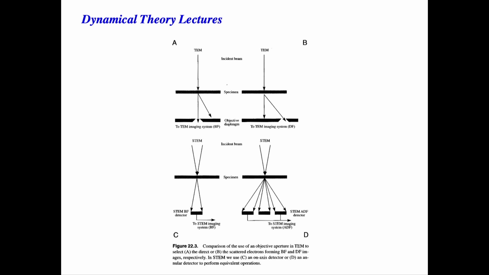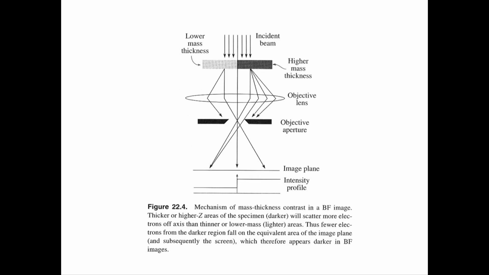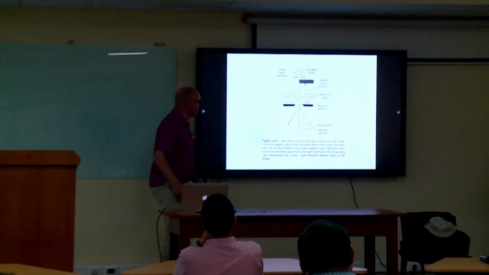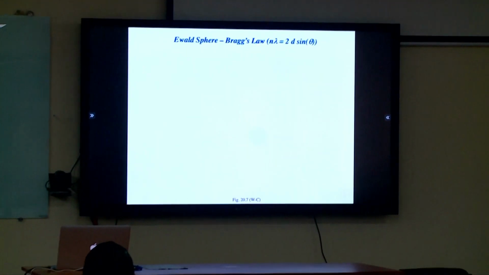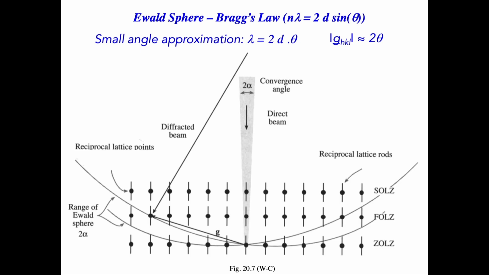Anyway, you've heard about this from Nestor. It's not a problem then. And this mass thickness mechanism of observing lighter and heavier materials, we know about that already. And then we talked about the Ewald sphere yesterday and Bragg's law. I call it a geometrical theory of diffraction. And we can make a small angle approximation of that equation, and we had this yesterday. So you're all up to date on this, right? So that's good.